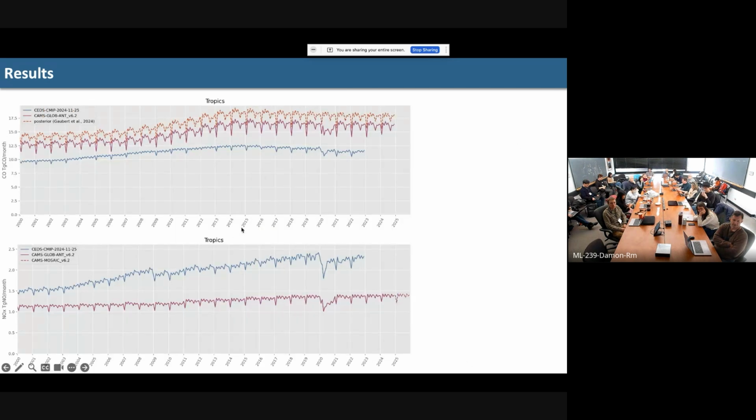So this is for the tropics, so minus 20 to 20 north. Here, the CEDS emissions are lower for CO and higher for NOx.